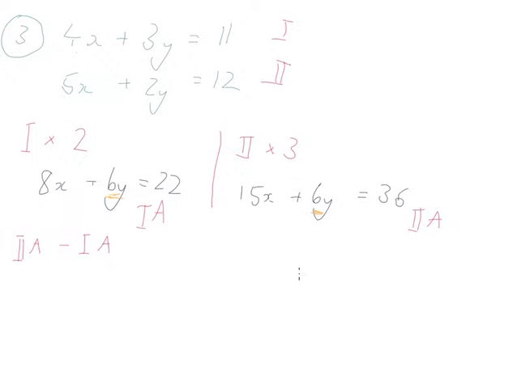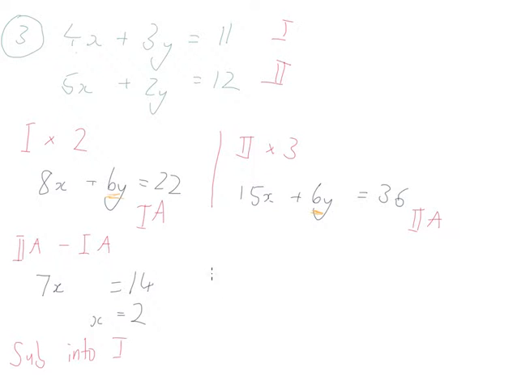doing it by like terms, x is 15x minus 8x is 7x. 6y minus 6y is 0. And 36 minus 22 is 14. Okay, so here x equals 2. To go and get my y value, substitute that x is 2 back into one of my equations, doesn't matter which one. Just sub it into equation 1.